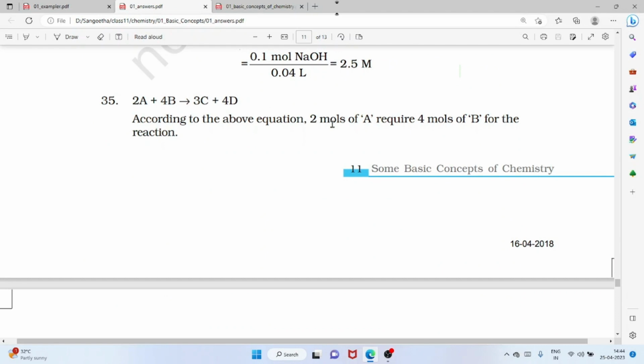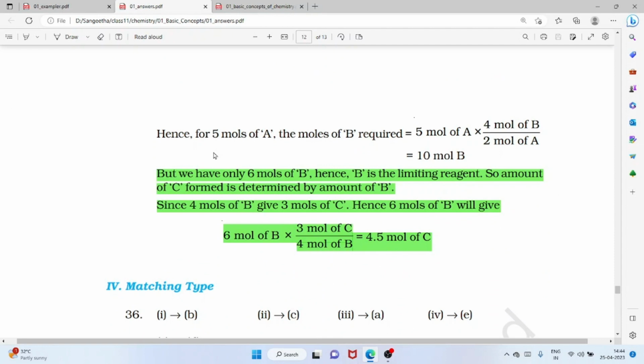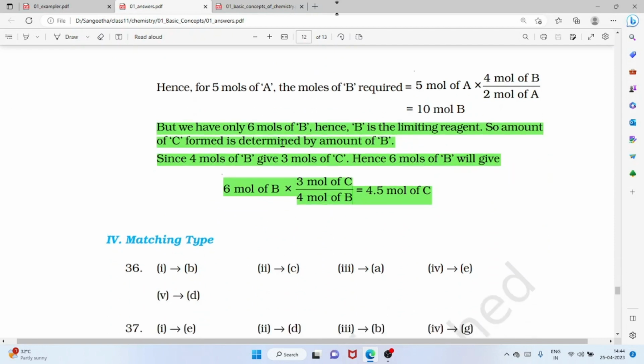According to the reaction, 2 moles of A requires 4 moles of B. Double that for 5 moles of A means B required is 10 moles, but we don't have 10 moles, we have only 6 moles of B. Hence B is the limiting reactant. So the amount of C formed is determined by B, since 4 moles of B gives 3 moles of C, here 6 moles of B gives the answer. This is the answer.